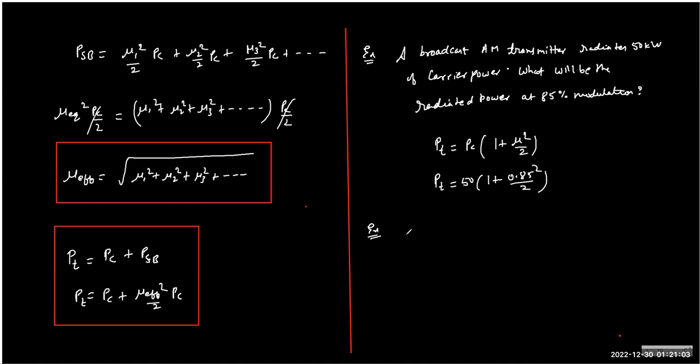Example 2. A 400 watt carrier is modulated to a depth of 75%. Calculate PT. Leave it, don't show it. I think you got it right. What is this question? Same repetition of calculation. The third question is somewhat different, I think.